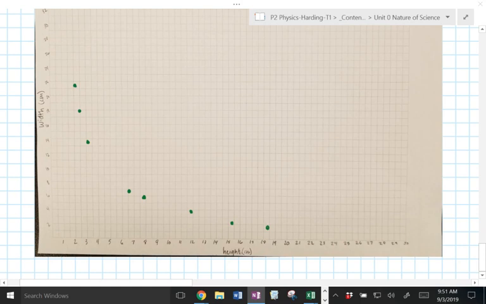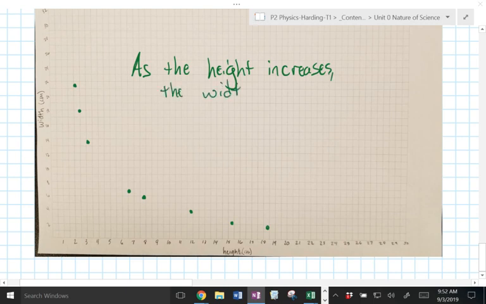Okay. What happens to the width as the height increases? Run that by your neighbor really quick. So this is what I'm talking about, verbalizing the relationship: as the height increases, the width. What you got? Run it by your neighbor quick. As the height increases, the width.